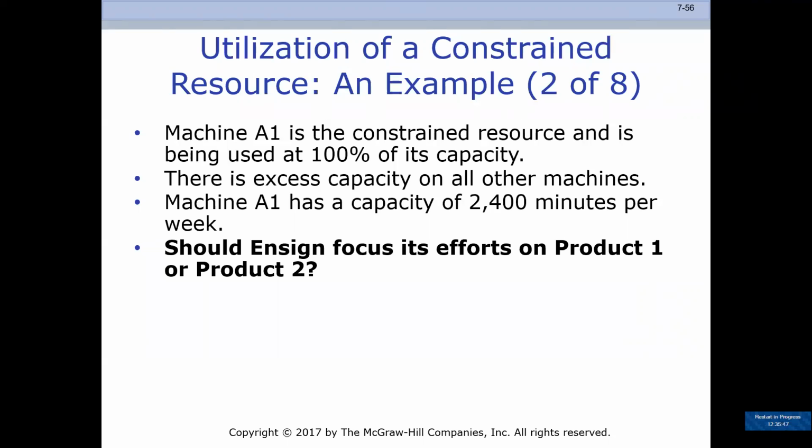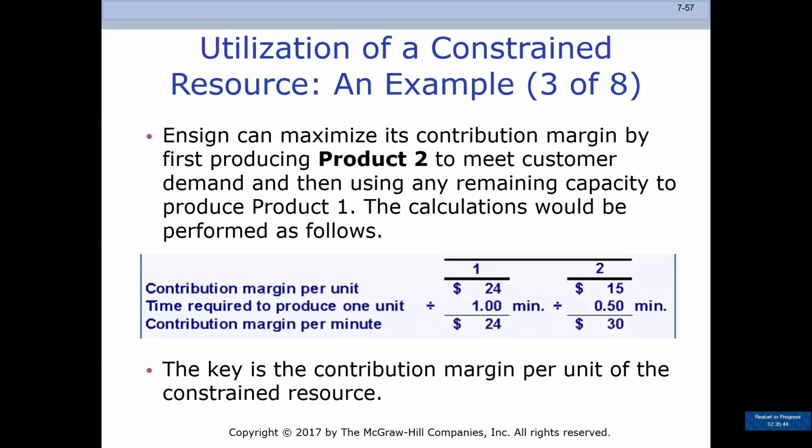Well, the obvious answer is product 1, but the real answer is product 2, which we just arrived at that conclusion. Ensign can maximize its contribution margin by first producing product 2 to meet customer demand and then using any remaining capacity to produce product 1. So again, contribution margin of 24 per unit takes you a minute, so you're making $24 a minute here. Contribution margin here is less, only 15 per unit, but it only takes you half a minute. So you can make $30 a minute with product 2. Therefore, you should emphasize product 2. Make as many of those as you can, as many as you can sell. With whatever time and resources remaining, you devote those to product 1.